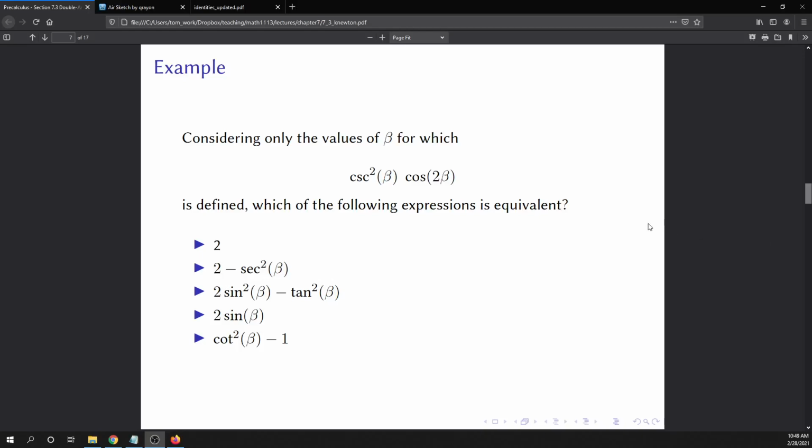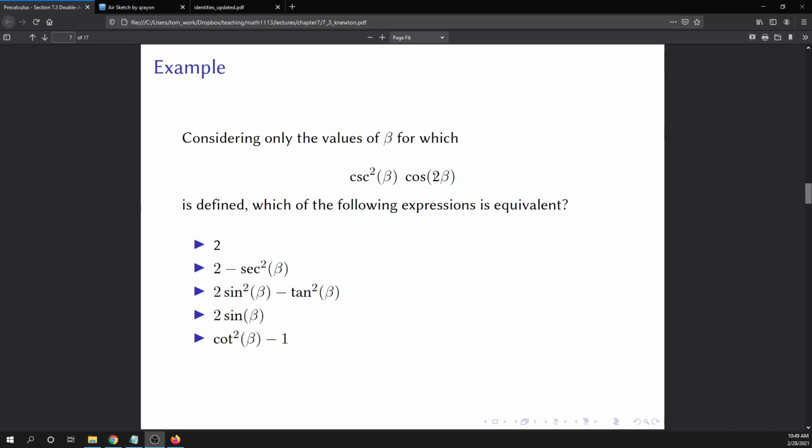In this video, we are going to work through the following example. It says, considering only the values of beta for which the cosecant squared of beta times the cosine of 2 beta is defined, which of the following expressions is equivalent? Okay, so what we're going to do is try to use some of the identities to transform this expression into one of these.